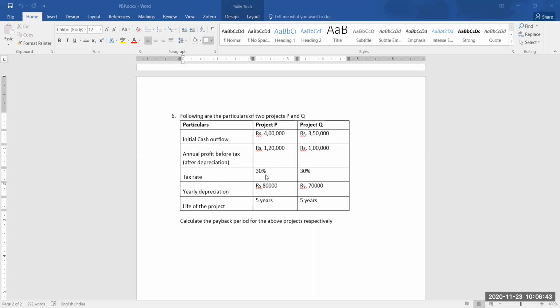Tax rate is given to you as 30% for both the projects. Yearly depreciation is also given to you: rupees 80,000 and rupees 70,000. And the life of the project is 5 years and 5 years. So both the projects have a life of 5 years. You need to calculate the payback period for the above projects, which project is taking how many years to recover the investment. And later, once you calculate, you need to decide which project you are going to choose for the investment purpose. Okay, so let's start.